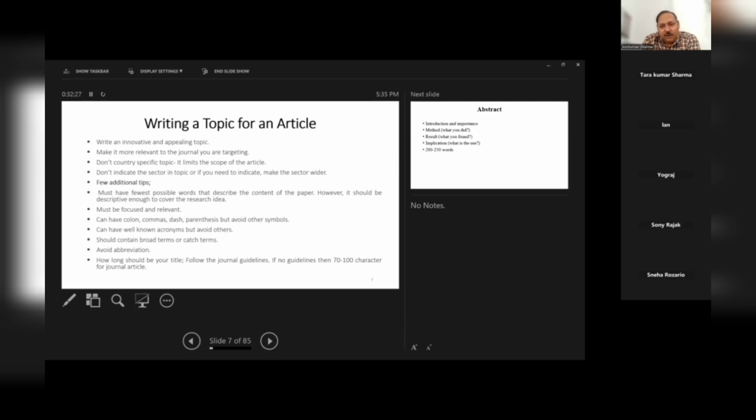Don't be country specific. Lots of people say I study India, I study Arunachal, I study Mizoram, all those kind of things. It's not required. Nobody is interested to know about a specific country. Even though you are doing a study in a specific area, you are advised not to use those kind of topics. So don't be country specific. It limits the scope of the article. Don't indicate the sector either. Again, it's not required, like the automobile sector, this sector, that sector. You can have something broader.